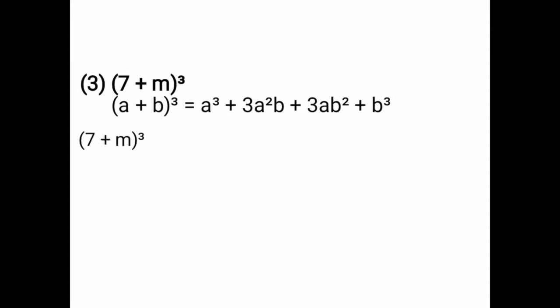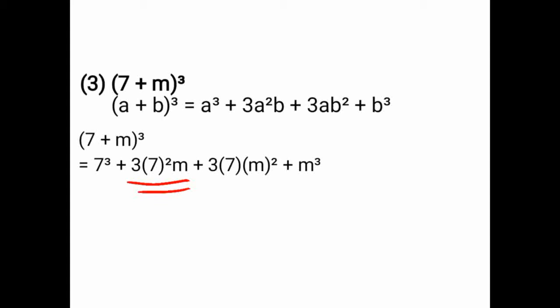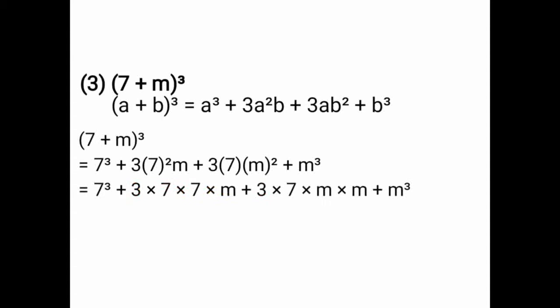(7 + m)³ is equal to 7³ + 3 into 7² into m + 3 into 7 into m² + m³. Write this in multiplication form again. That is equal to 7³ + 3 into 7 into 7 into m + 3 into 7 into m into m + m³. I wrote 3a²b and 3ab² in multiplication form. And finally you have to solve all this to get the answer.